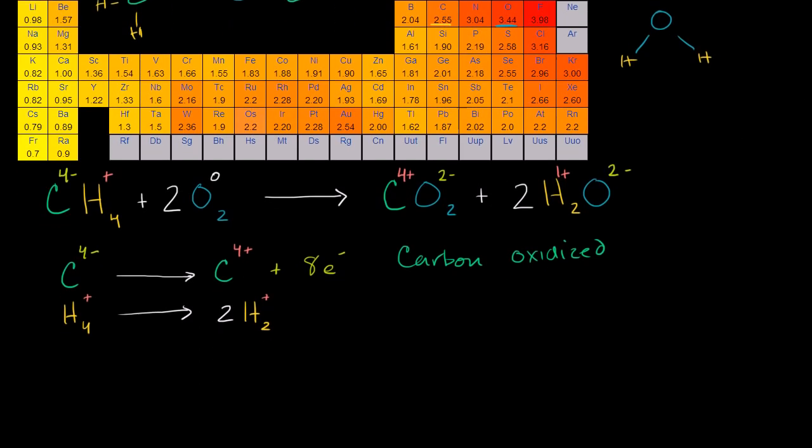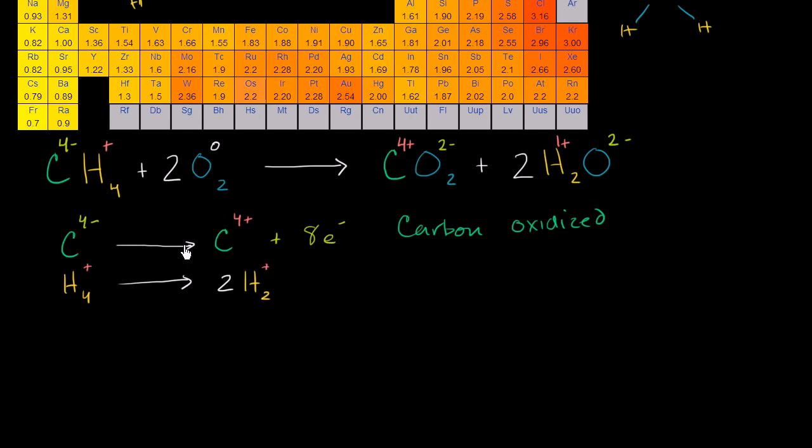Now let's think about the oxygens. On the left-hand side, you have 2 O2s, neutral oxidation number. And on the right-hand side, what do you have? You have 4 total oxygens. I'll combine these together and just write this as 4 total oxygens. And what's each of their oxidation numbers? Well, we see it's a -2. So what happened to each of these 4 oxygens?